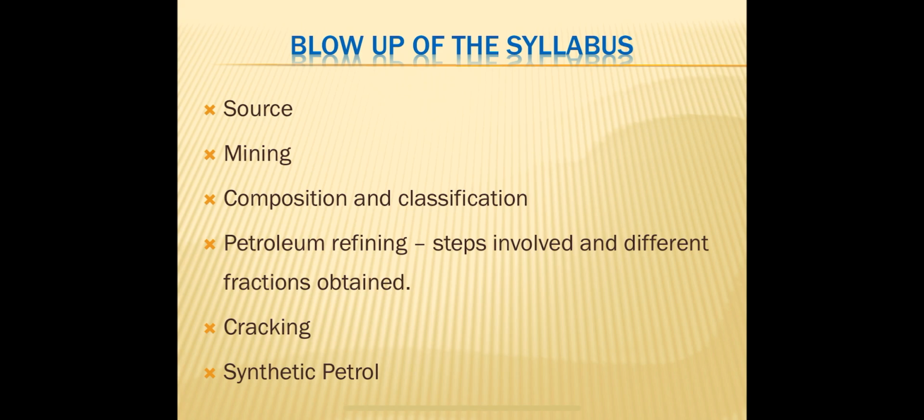So they are, one is fixed bed catalytic cracking and another one is called moving bed catalytic cracking. Okay, and next is synthetic petrol. Synthetic petrol is made by two processes: one is the Bergius process and another one is the Fischer-Tropsch process.